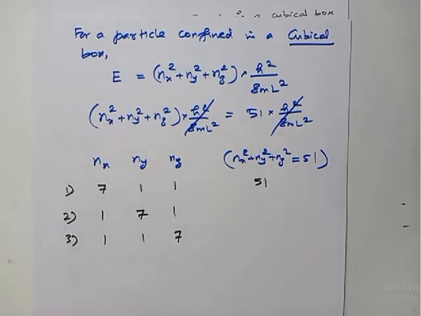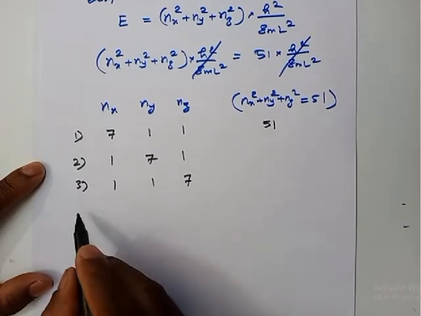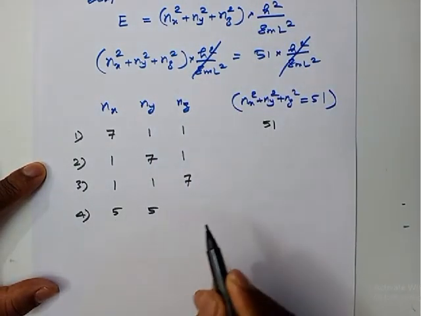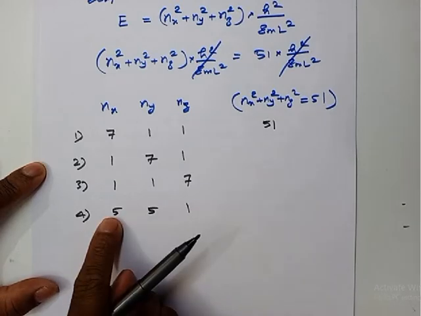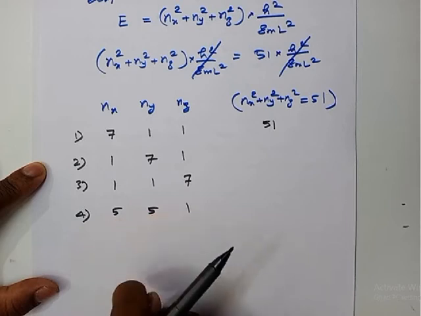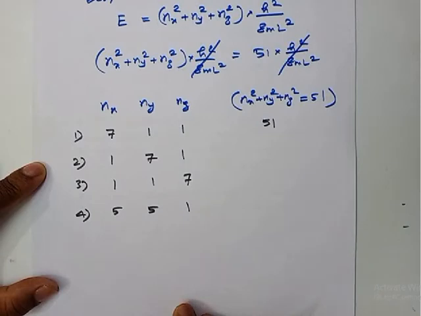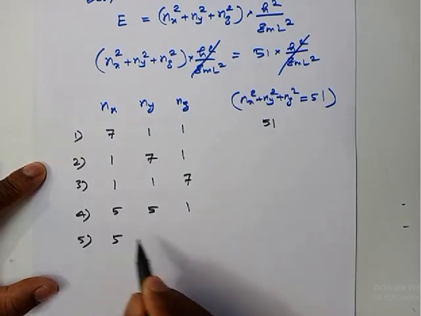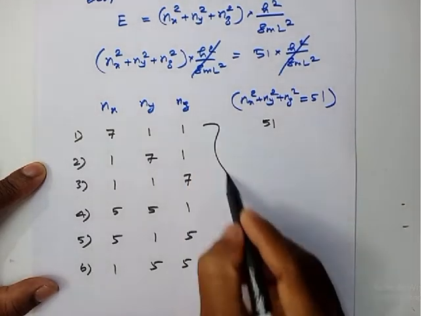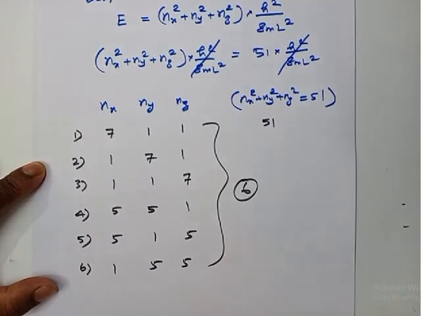So the degree of degeneracy can be 3, but whenever a question is given like this, you have to think of other possibilities also. We have one more possibility here. What is that? To get 51, I can take 5, 5, 1. 5 square is 25, 25 plus 25 is 50, 50 plus 1 is 51. So this also gives 51, and here we have these possibilities: 5 1 5, then 1 5 5. So altogether we have 6 degenerate states.